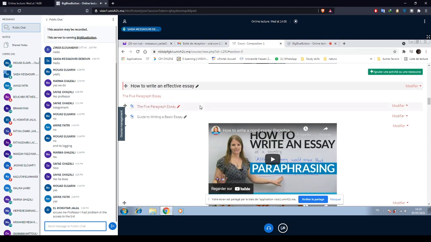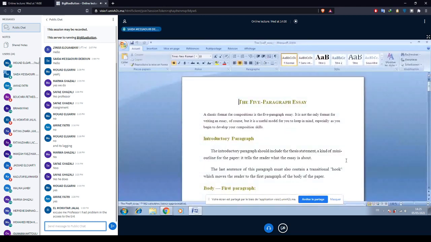Remember, a 5-paragraph essay. So here you have 2 files. The first one is the 5-paragraph essay. The second one, guide to writing a basic essay. Let's open each one of them quickly. Okay, so here it goes. A classic format for compositions is the 5-paragraph essay, and it is the classic format for students. It is not the only format for writing an essay, of course, but it is a useful model for you to keep in mind, especially as you begin to develop your composition skills.